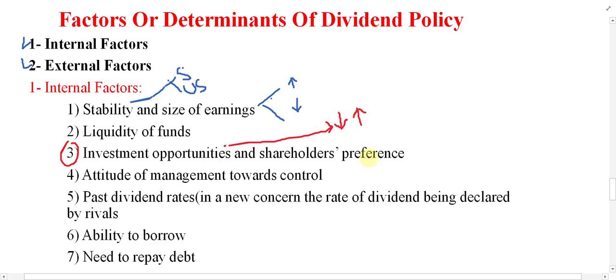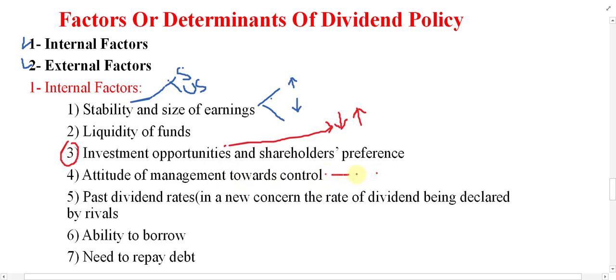Sometimes shareholders may prefer to maintain their profit in the business, but sometimes they may prefer to withdraw it and use it for day-to-day expenses, or they may make investments on their own. This is another factor: attitude of management toward control, right? The attitude of management toward control also can affect the amount of dividend. What do you mean by this one?